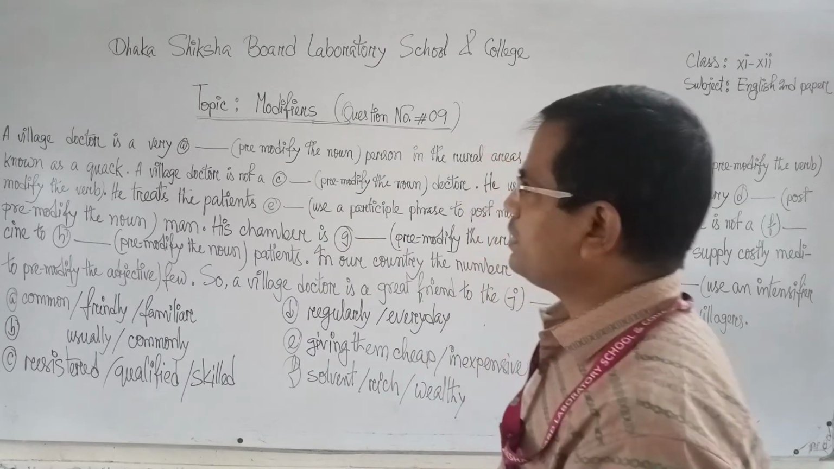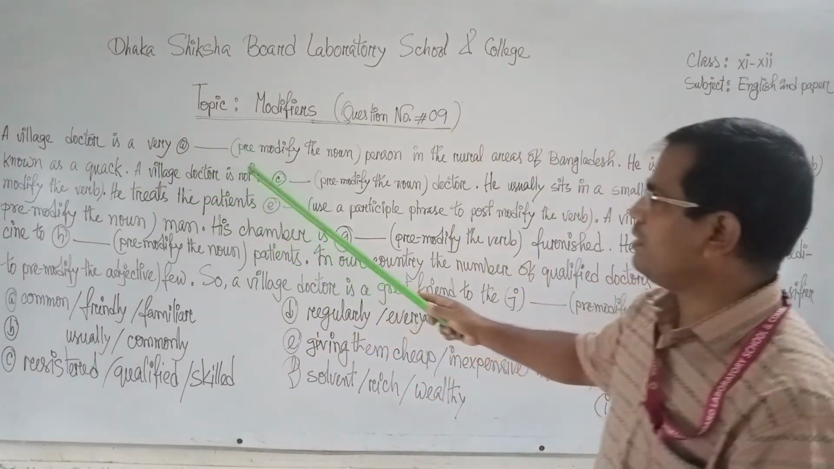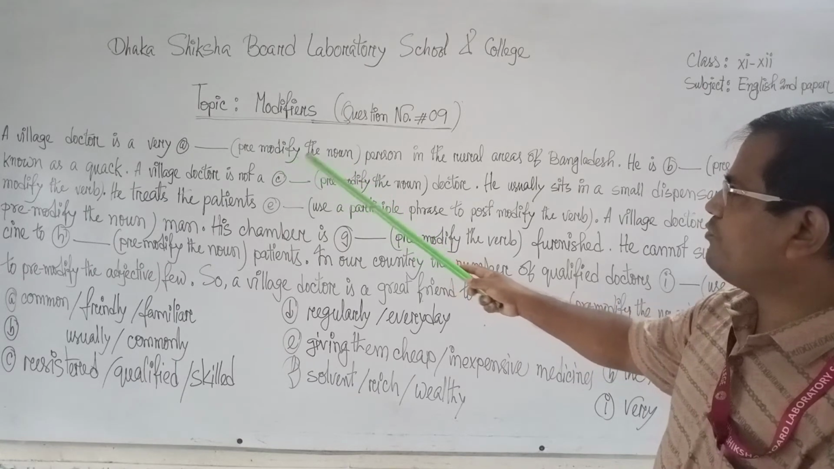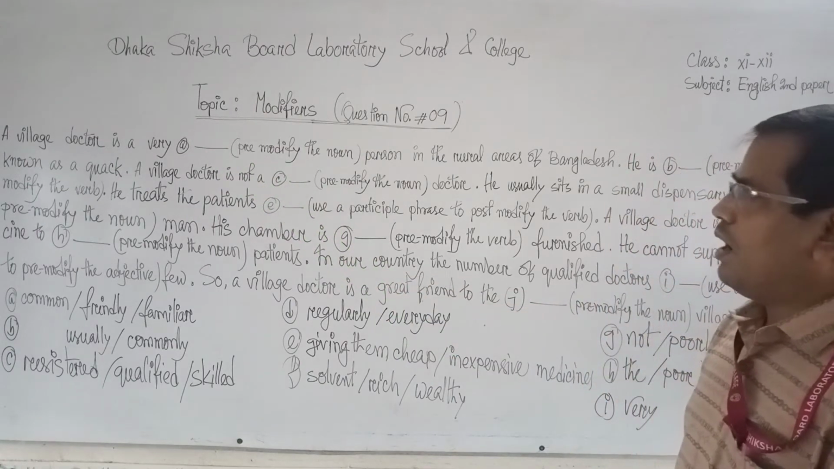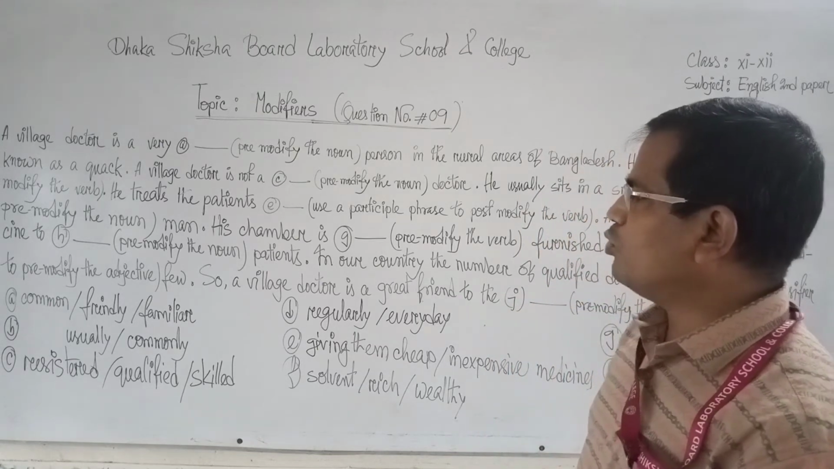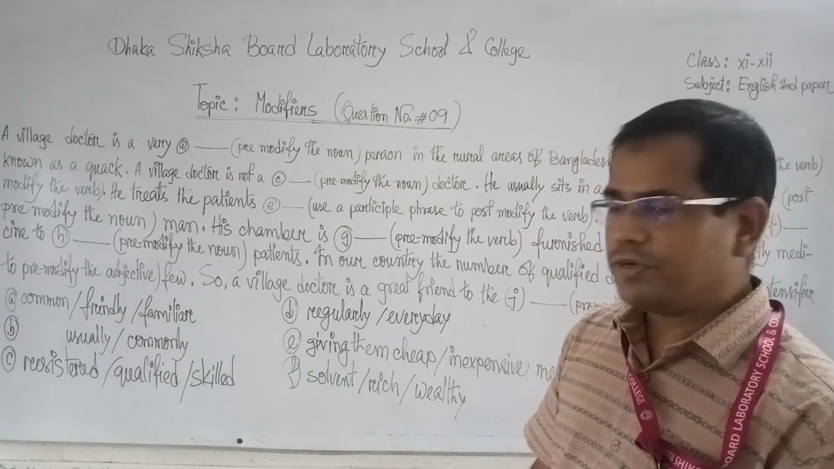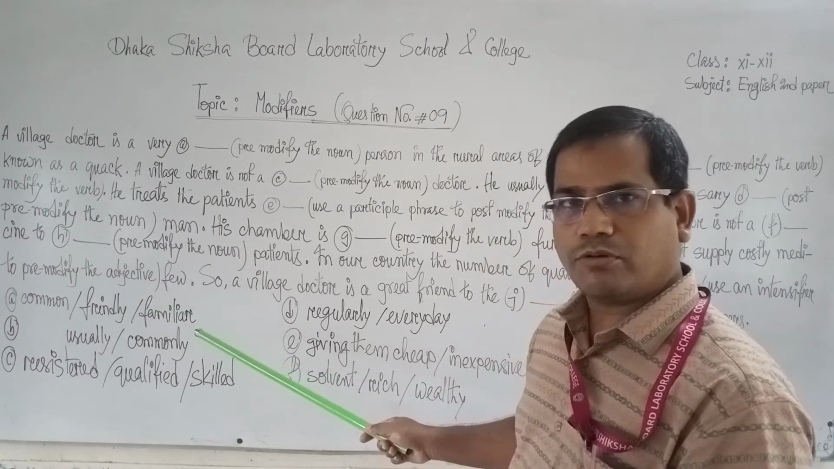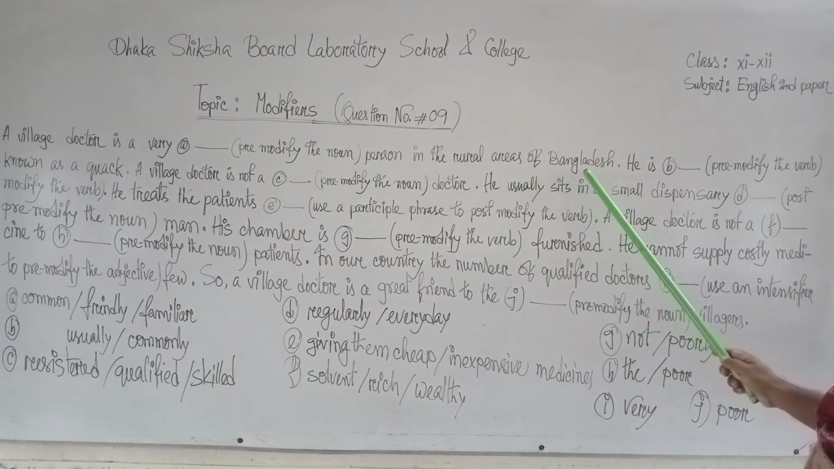Our today's topic is here. A village doctor is a very dash person. Use a pre-modifier to pre-modify the noun person. What can be used here? We may choose a common person, as he is available in almost every place, or we may say friendly person or even familiar person. Whatever the answer is among these three or similar, it will be enough for a correct answer. Next, person in the rural areas of Bangladesh.